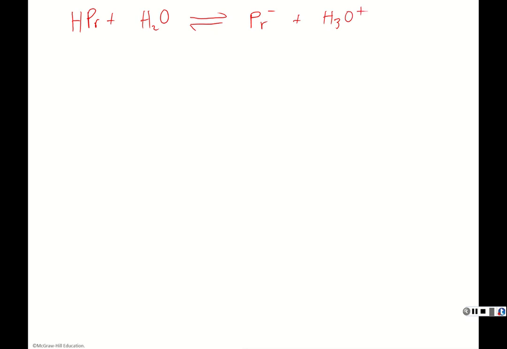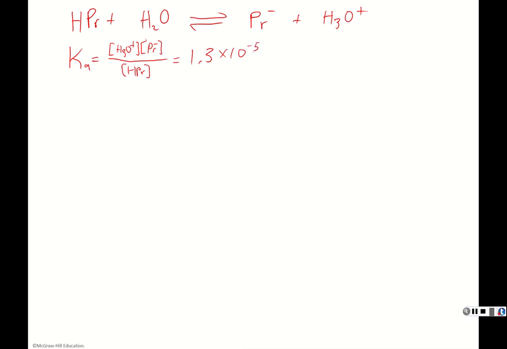So we also know our Ka value. We can write an expression for Ka, and it's going to look very similar for any weak acid. It's just going to be your hydronium ion concentration multiplied by your conjugate base concentration, divided by your concentration of your weak acid to start with. And we know that this equals 1.3 times 10 to the negative 5.